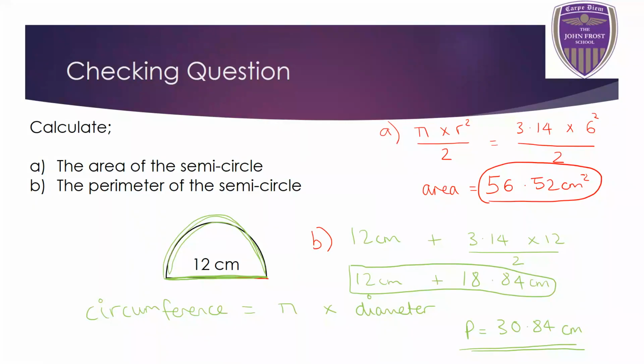And just take note of the units as well. The units in part A are centimeters squared, because we were doing area, but the units in part B are just centimeters, because remember, perimeter is just a distance. It's just the distance around the outside of a shape, so the distance is just measured in centimeters.